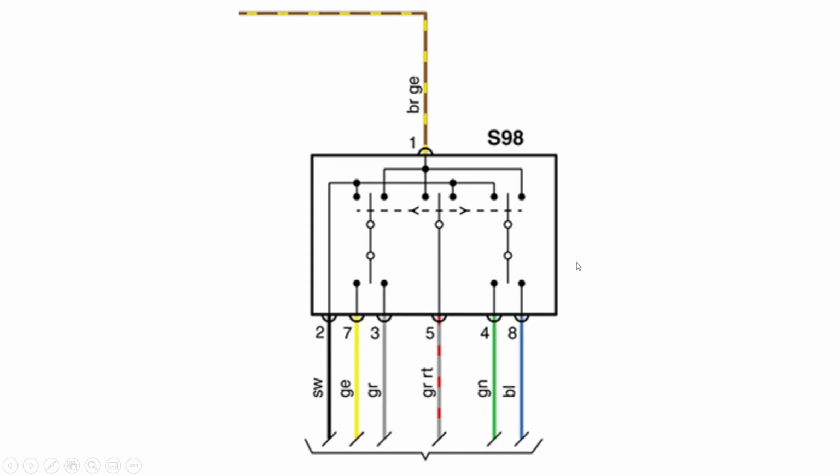Now the other thing that I wanted to point out is that all of the connections to the switch are numbered. So our live feed is coming in through pin number 1, and then we've got pin number 2, number 3, number 4, number 5, etc. Now that's important because yes, you can see the coloured wires, but it's also important to know the pin numbers as well. Now I'm just going to show you in the next slide.